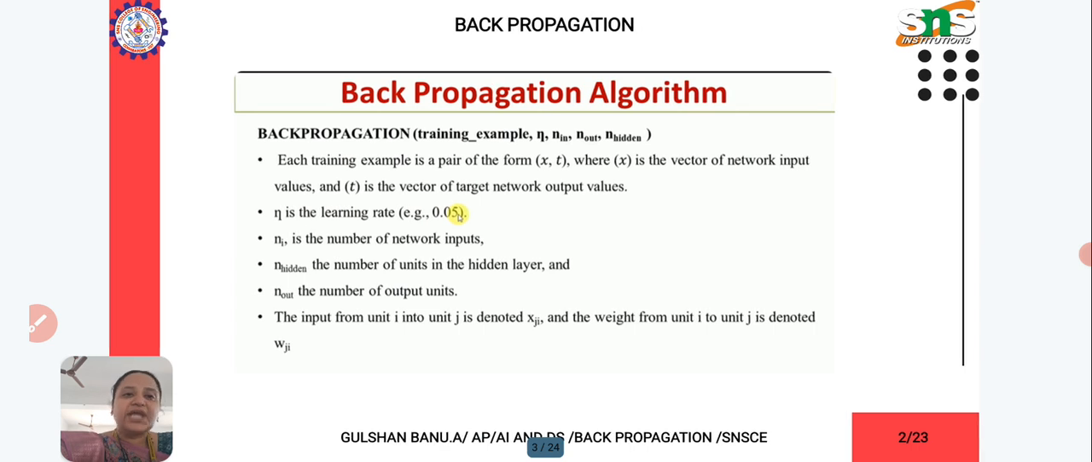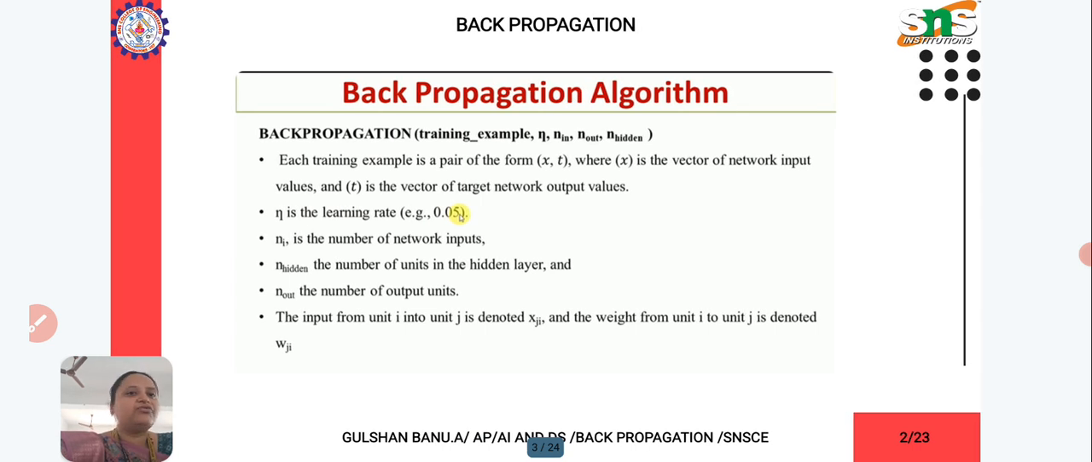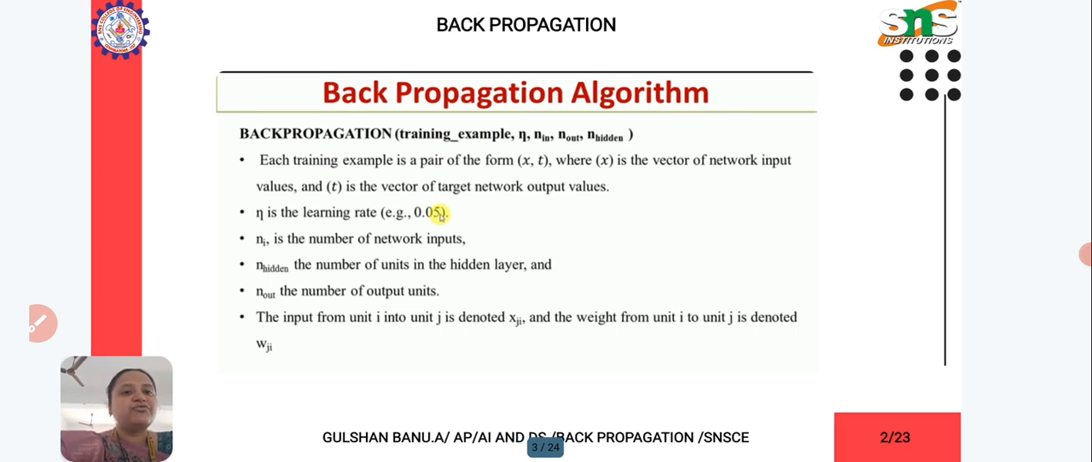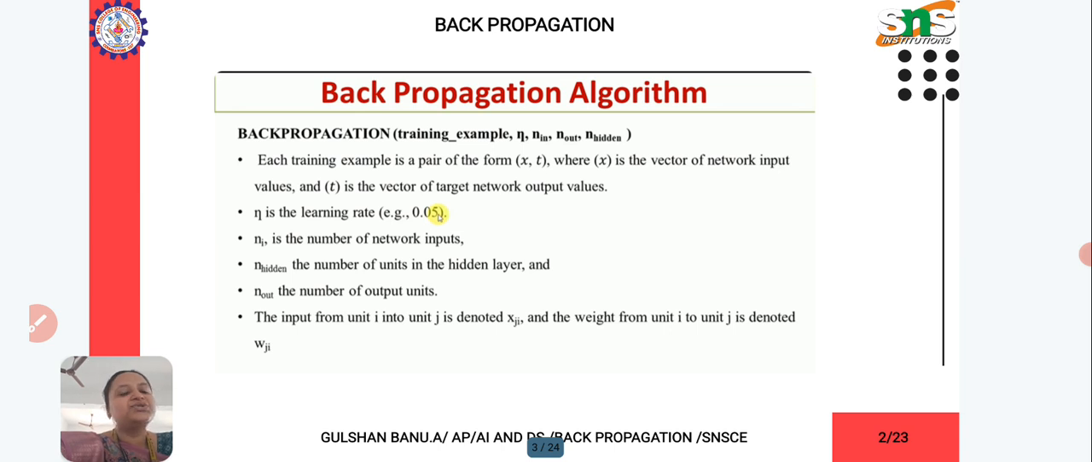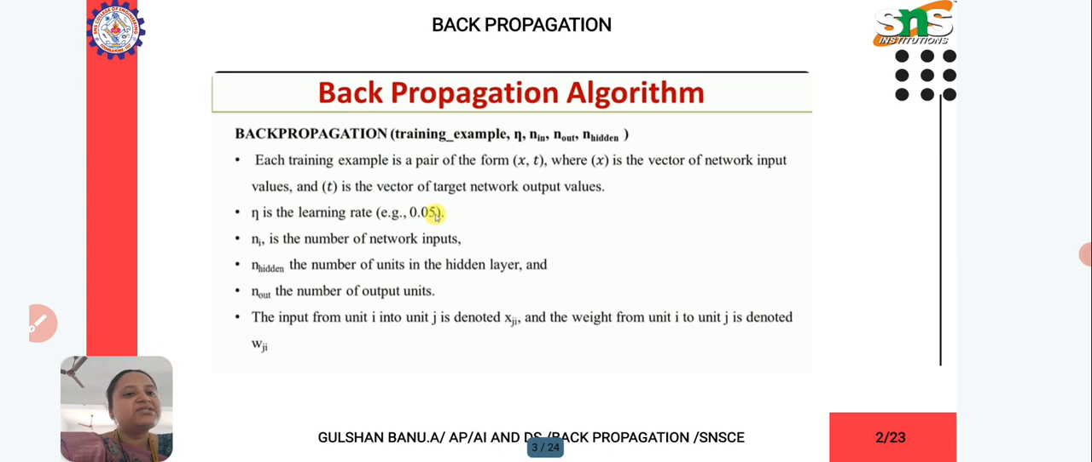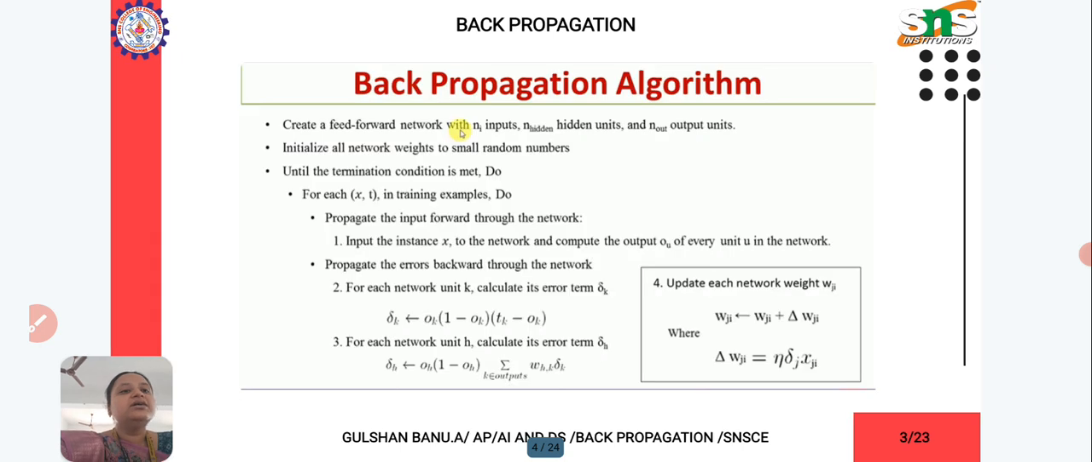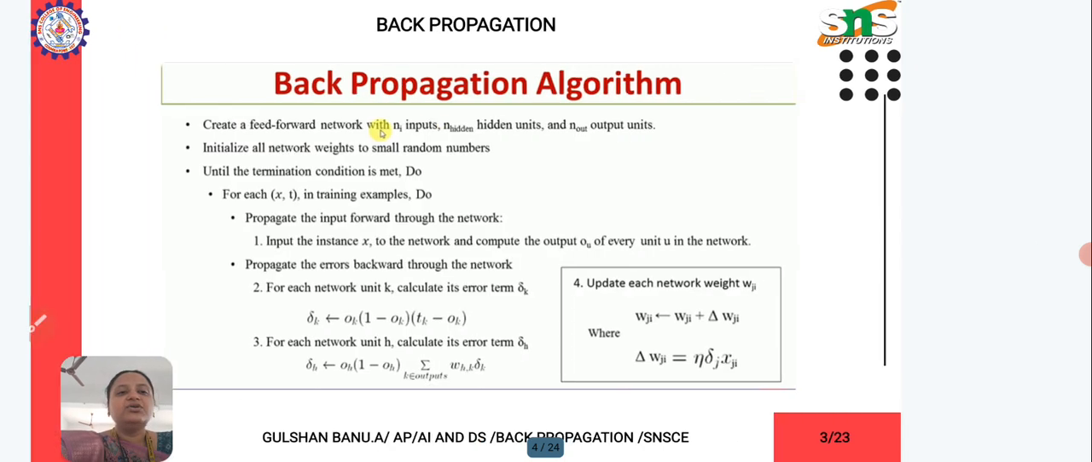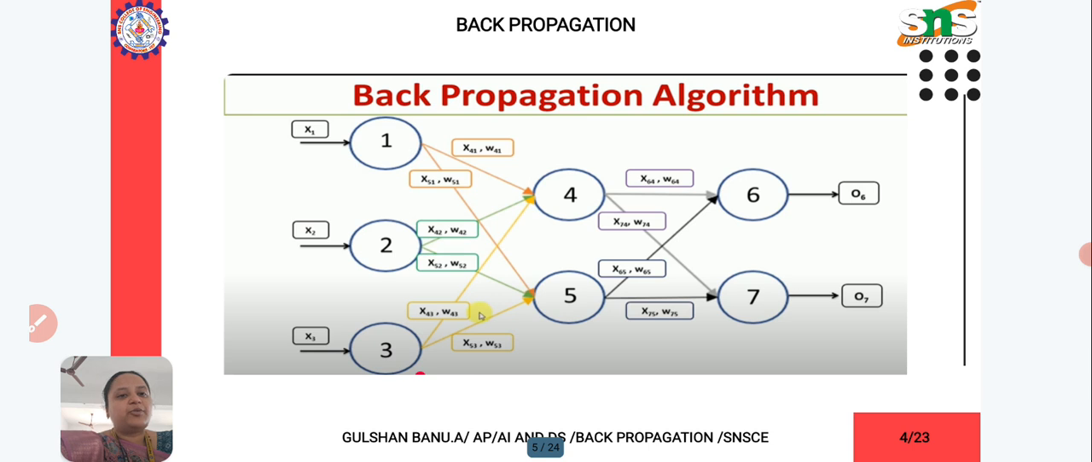Now each training example is a pair of the form x comma t, where x is the vector of the network input and t is the vector of the target. Now n is the learning rate, n_in is the number of network inputs, n_hidden is the number of units in the hidden layer, n_out is the number of output units. The input from unit i into unit j is denoted as x_ji and the weight from unit i to j is denoted as w_ji.